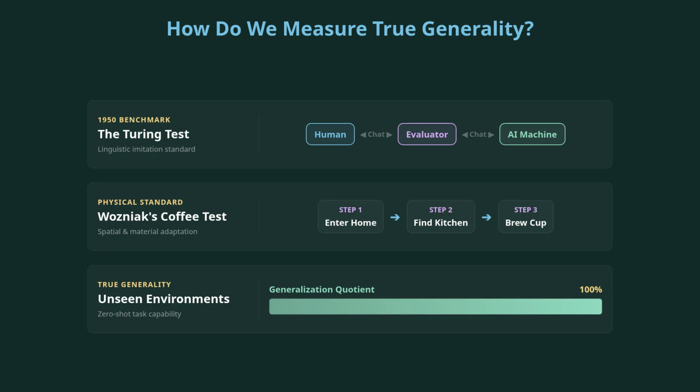Another rigorous benchmark is François Chollet's Abstraction and Reasoning Corpus, or ARC, which tests a system's ability to solve brand-new visual puzzles it has never encountered before, measuring raw learning efficiency rather than memorized data.